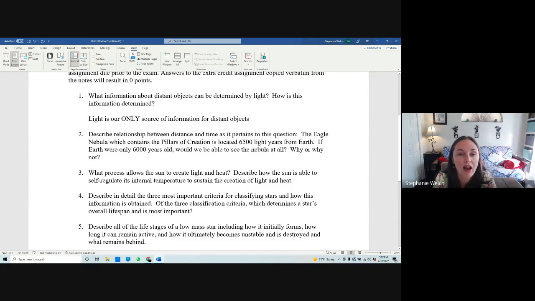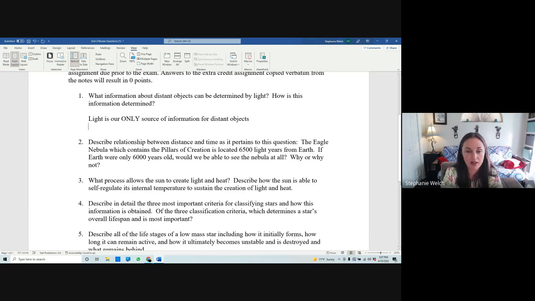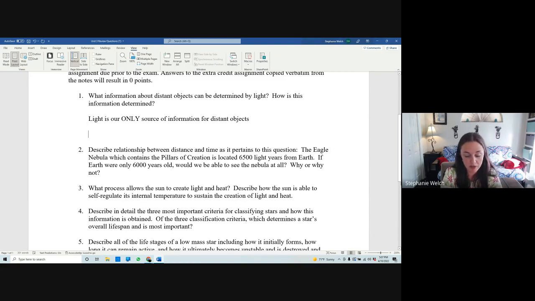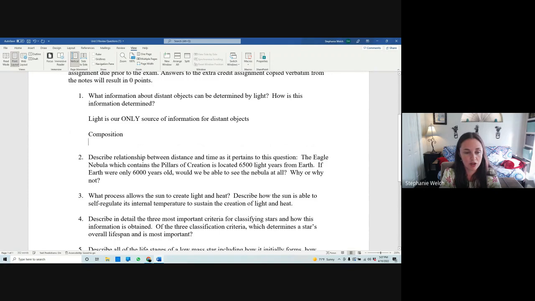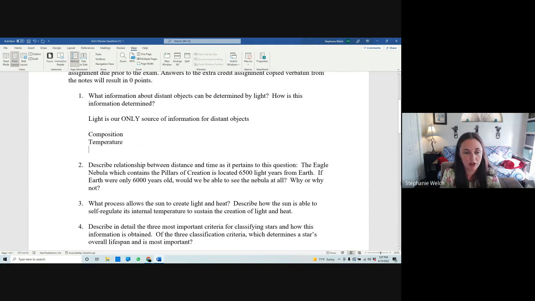So all we have to go off of is the little tiny bit of light that we get from these objects, but we can glean a great deal of information from that light. The information that we can determine from that light basically boils down to 1, composition, 2, temperature, 3, motion, or specifically the aspect of the motion towards or away from us.